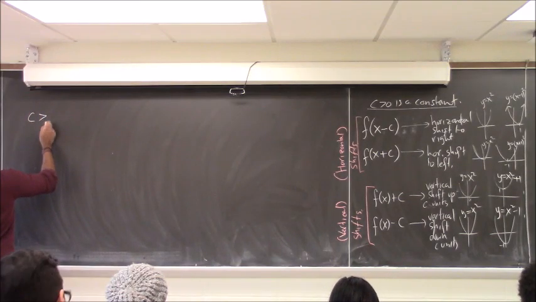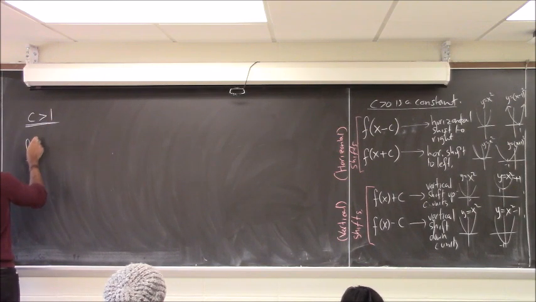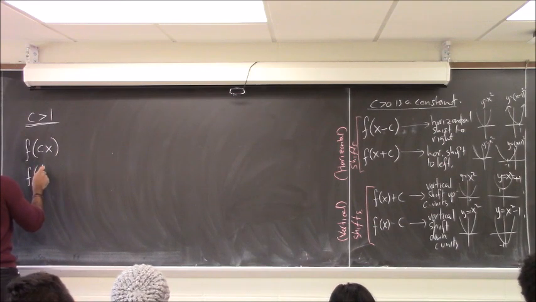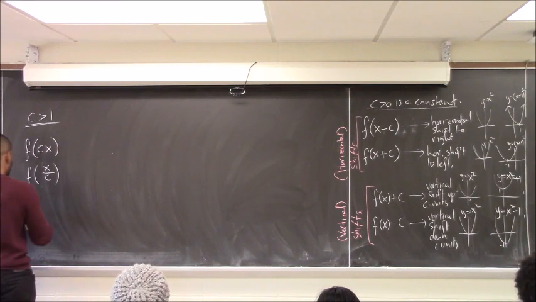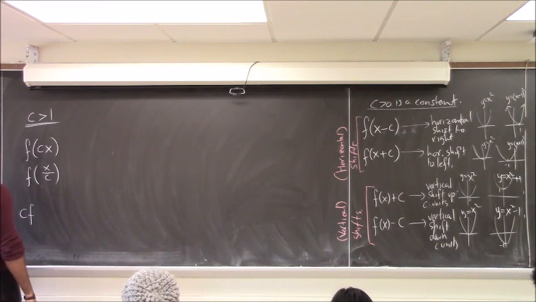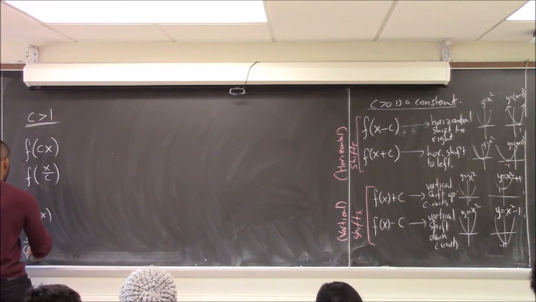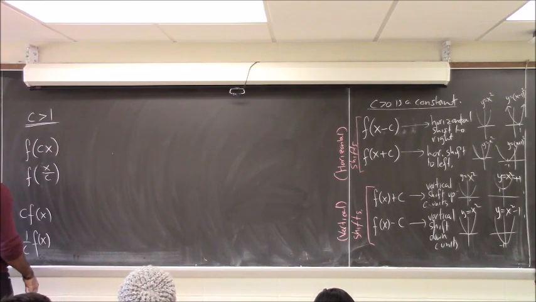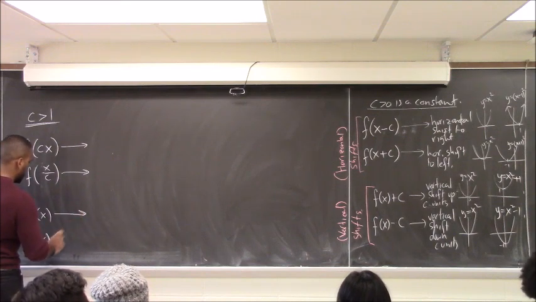Let's say c is greater than 1. Then you have f of c times x versus f of x divided by c. So multiplying and dividing by something greater than 1 versus c on the outside, or 1 over c on the outside. These guys are called the stretches and shrinks. So this one versus this one versus that one versus that one.